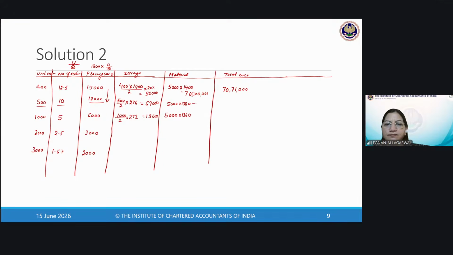Raw material would have costed us 70 lakhs here. 20 into 5,000, that would be the discount. So 1 lakh would be the discount from 70 lakh. And total cost here would be 69 lakh, 69,000 plus 12,000. So 69 lakhs, 81,000.